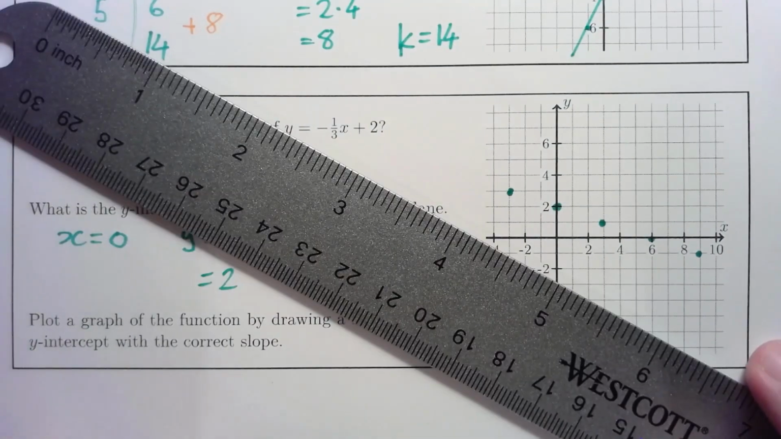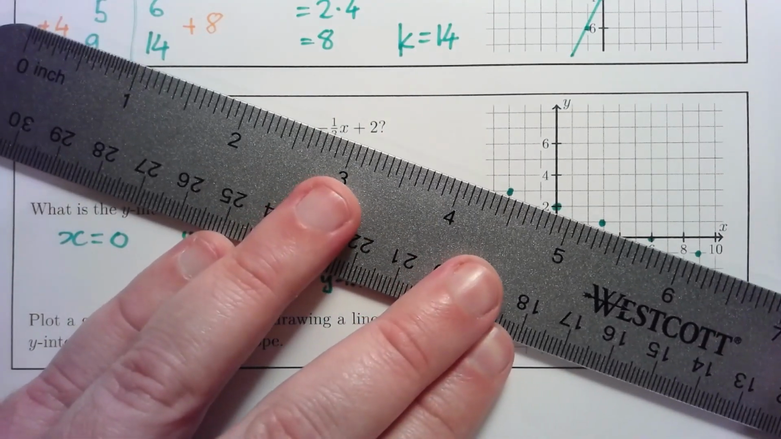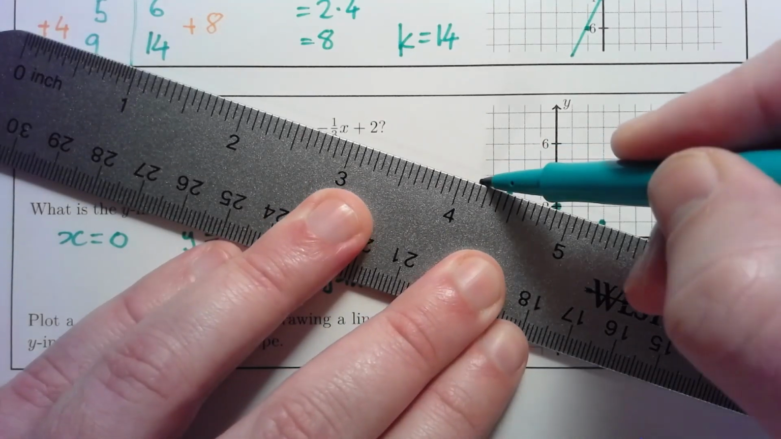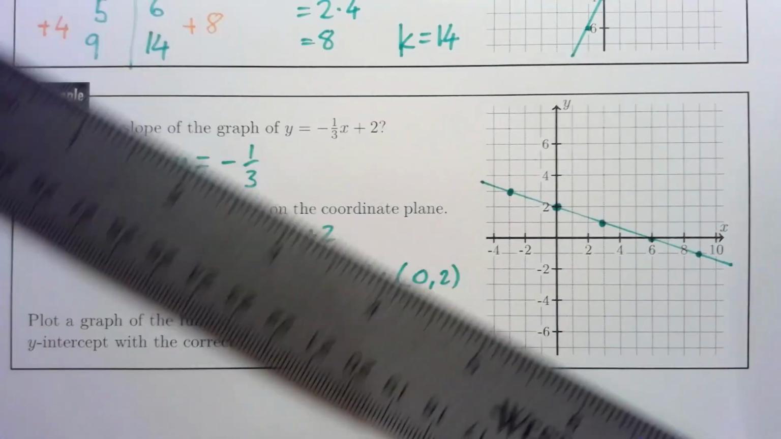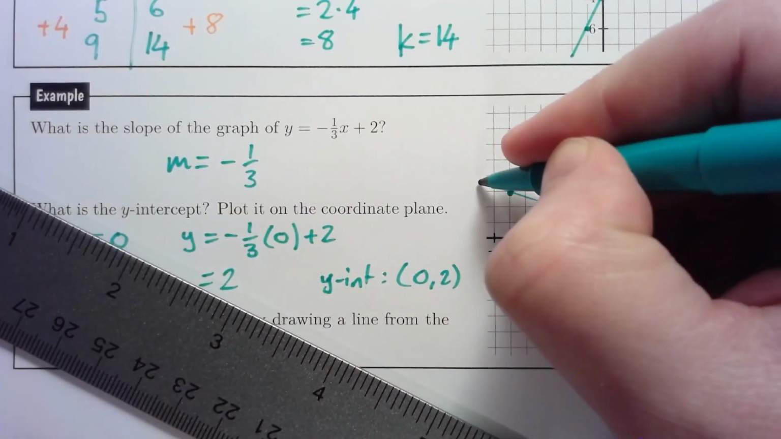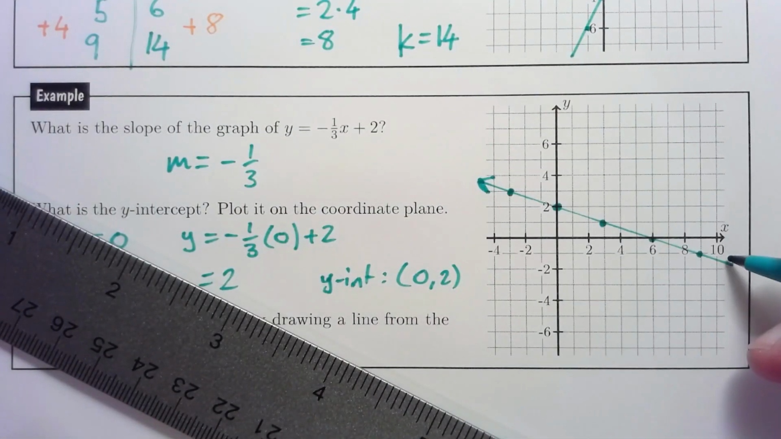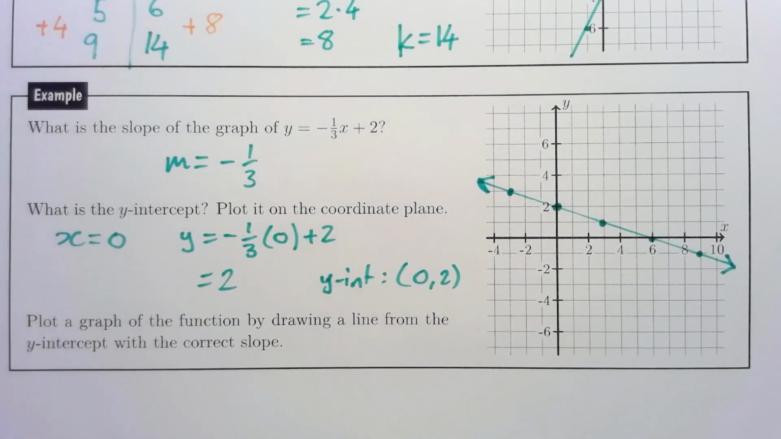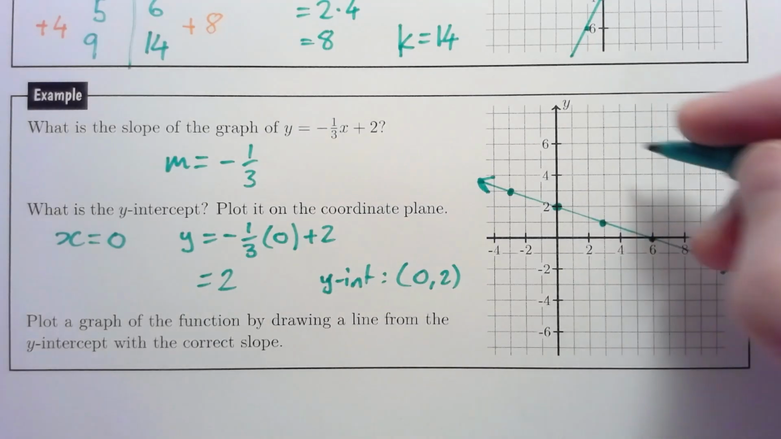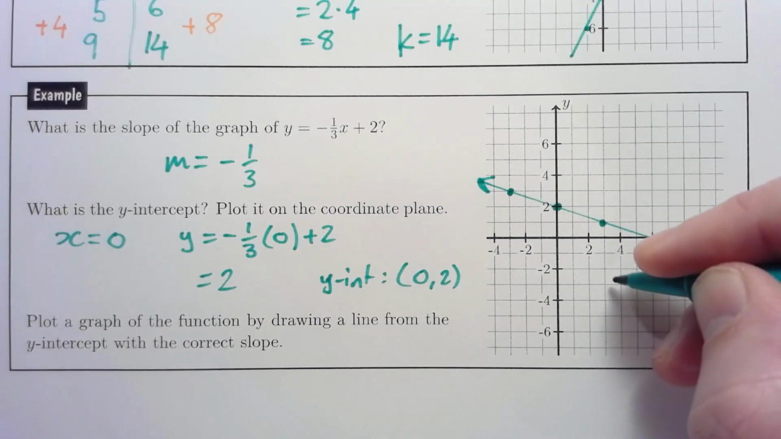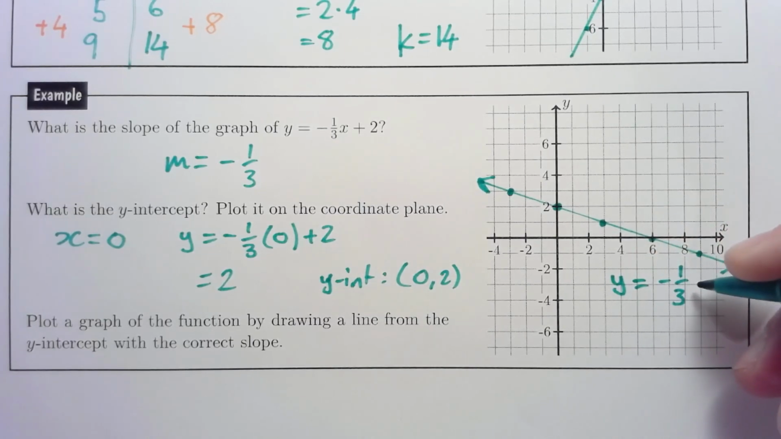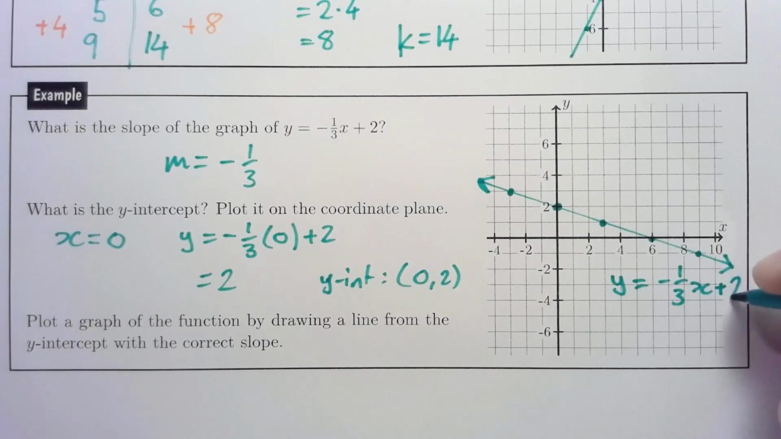And if we've done this correctly, we have a straight line, which we can rule. Put arrows on either end to represent that this keeps going in both directions. And since we've made a graph, we may as well label it with the function it represents. So y is equal to -1/3 times x plus 2.